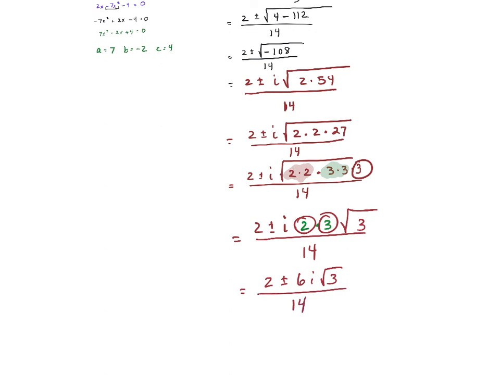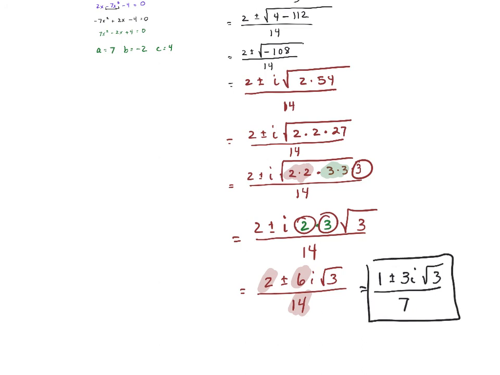Now, obviously, 2 is not divisible by 14, and 6 isn't divisible by 14, but 2, 6, and 14, they're all divisible by 2. So 2 divided by 2 is 1. 6 divided by 2 is 3. And 14 divided by 2 is 7. And that is our simplest answer that we can write for this problem.